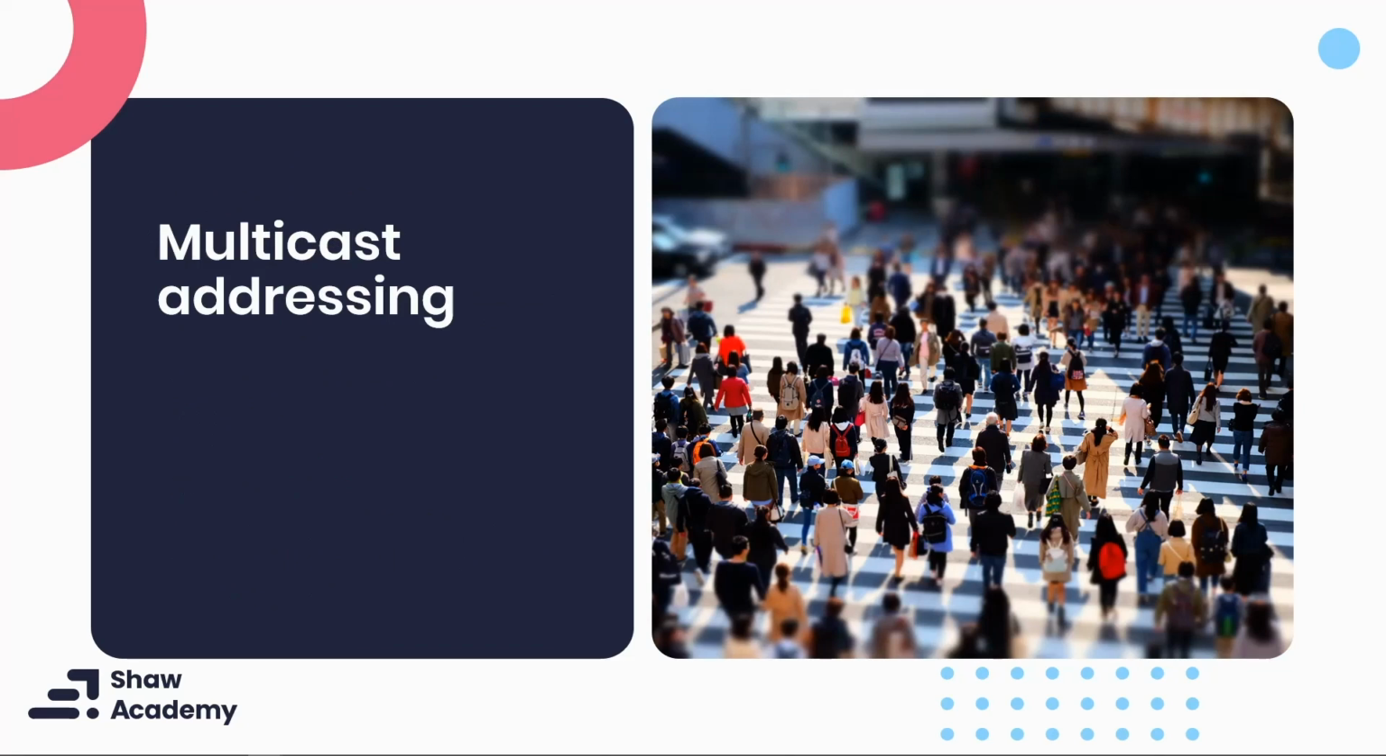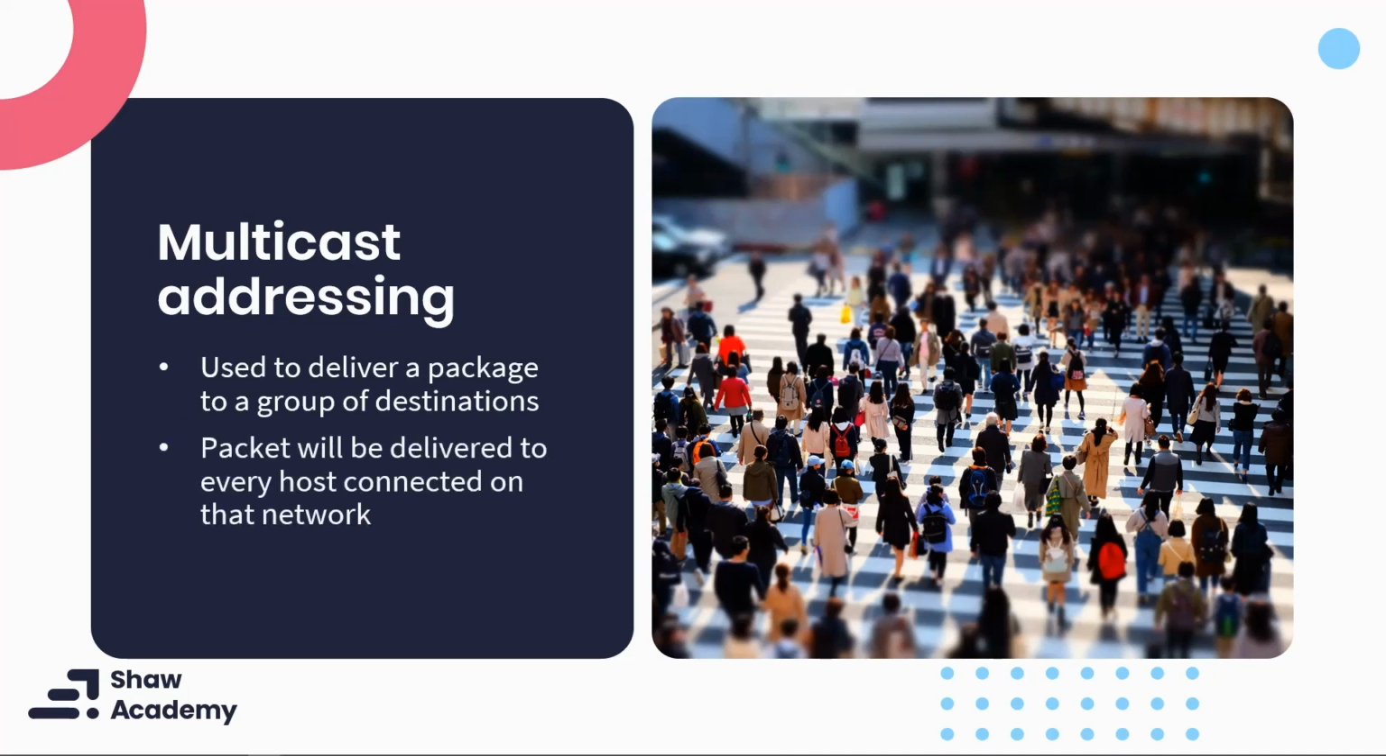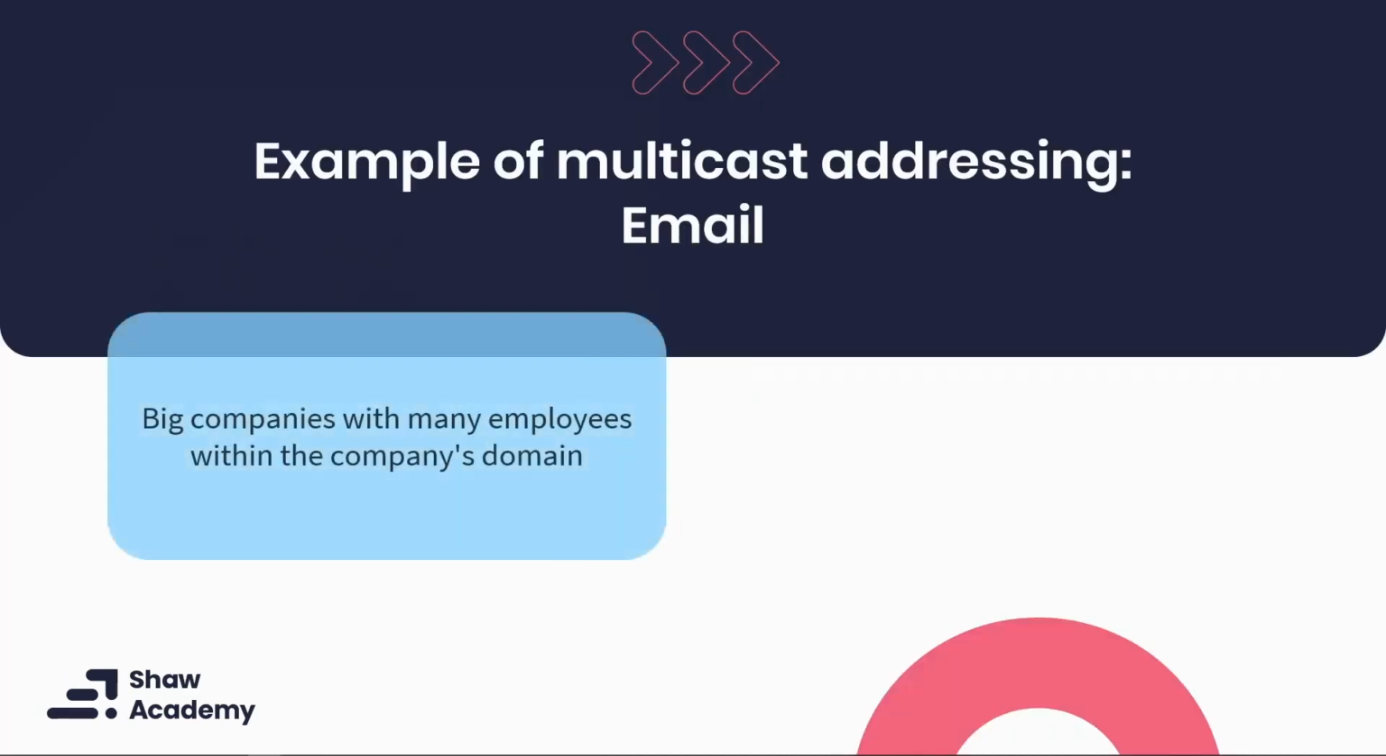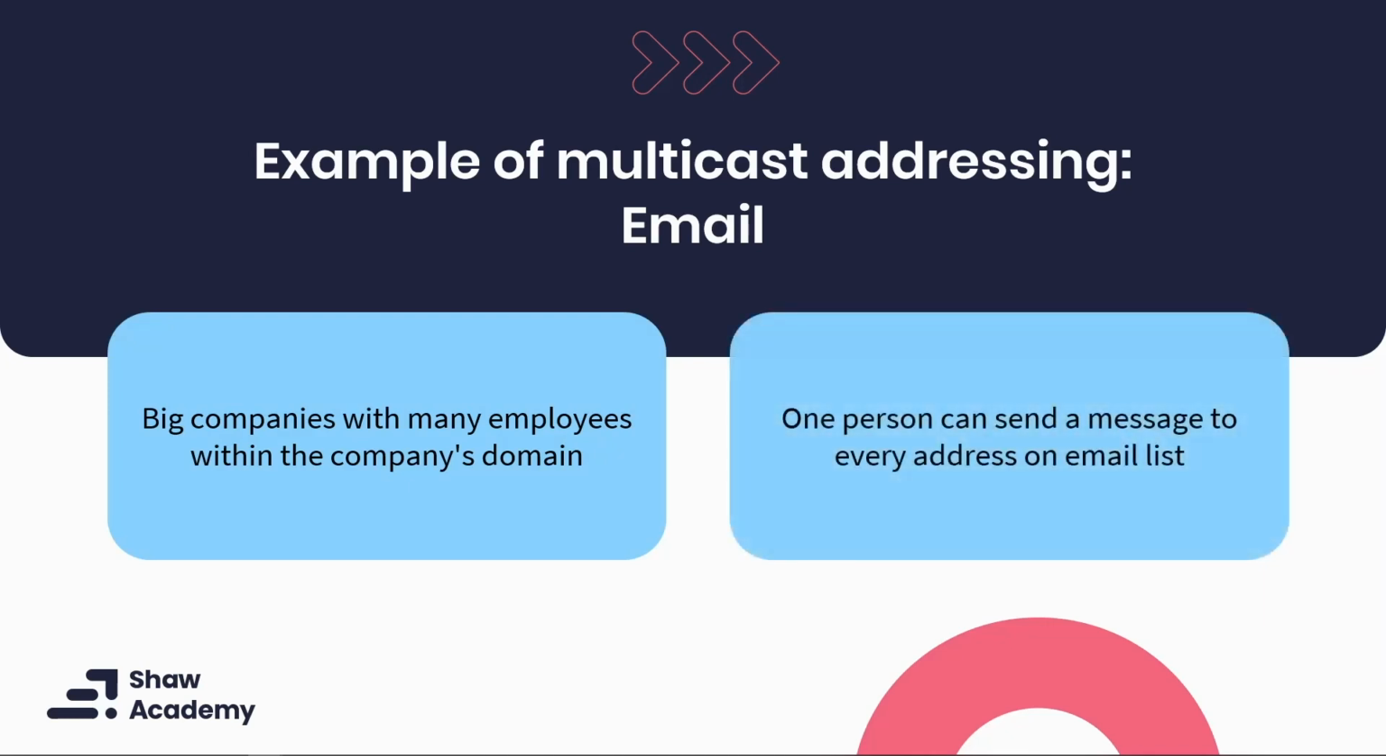Multicast addressing is used to deliver a packet to a group of destinations. Any packet sent to a multicast address will be delivered to every host in that group. A good example of multicast addressing is emailing in big companies where there are a lot of employees within the company's domain. One employee can easily send a message to every employee by adding every address to the company email list.